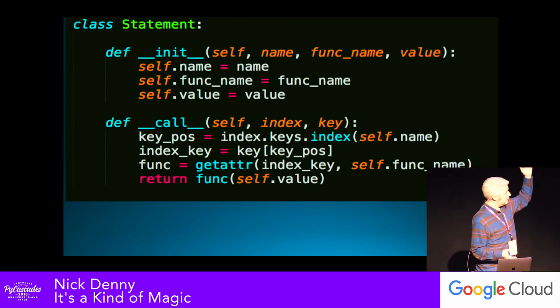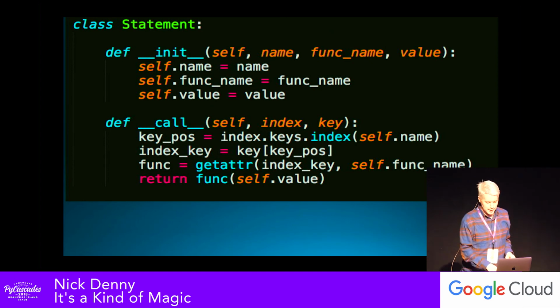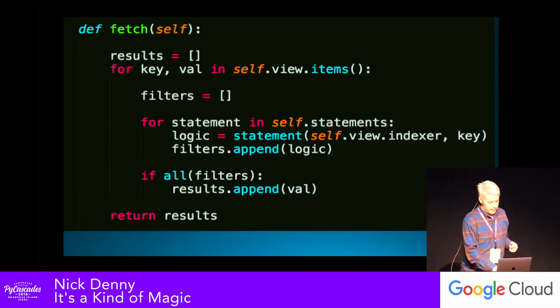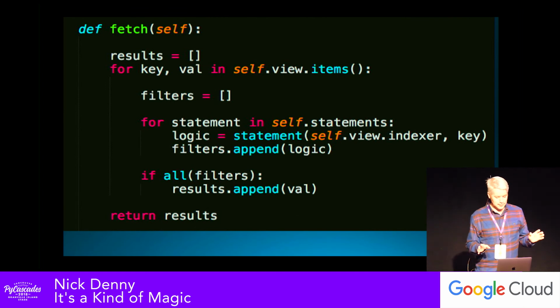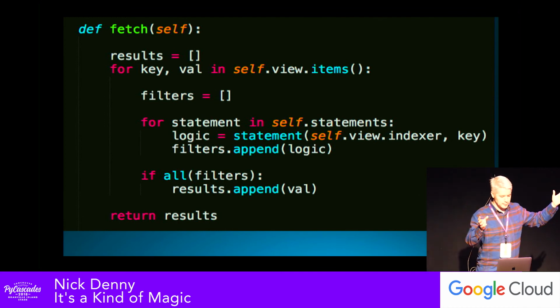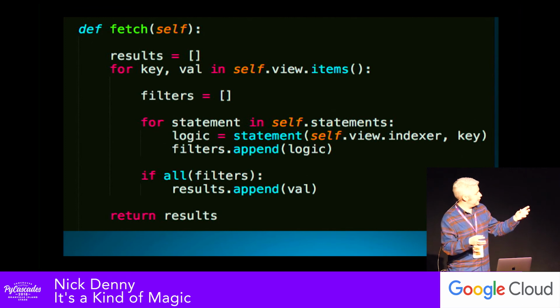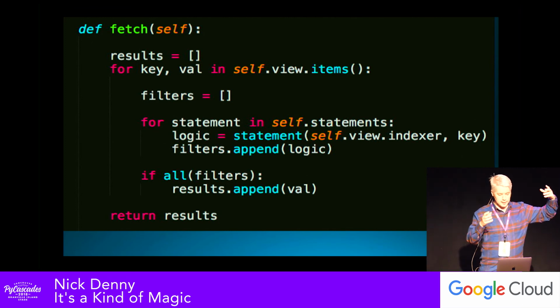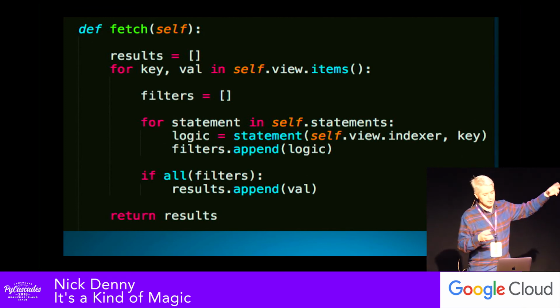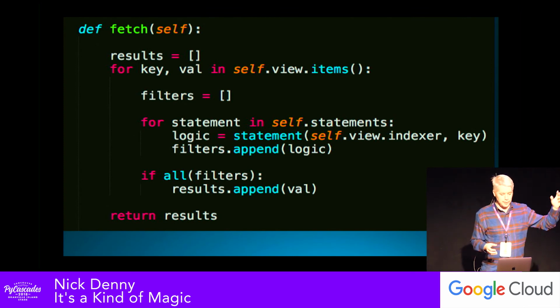And what does the statement look like? Well, it's just data, and there's a call function, which I'll get into in a minute, because we need it in the fetch. So the fetch, this is where we do all the work. We go through our items, just using .items, keys and values, and we go through each statement, and we call that statement, passing in the data. If it's true, we add it to our list of results, as long as they're all true, because I've defined that if you have two filters, it's an AND, and you get appended.